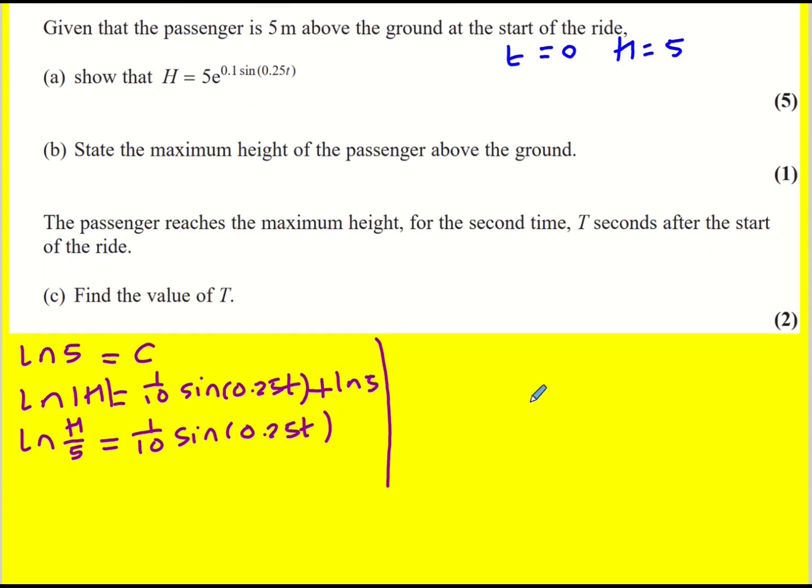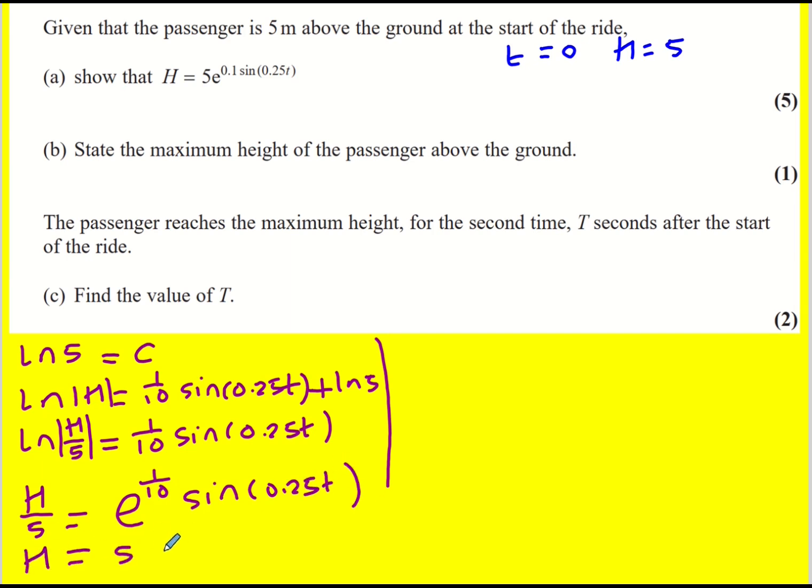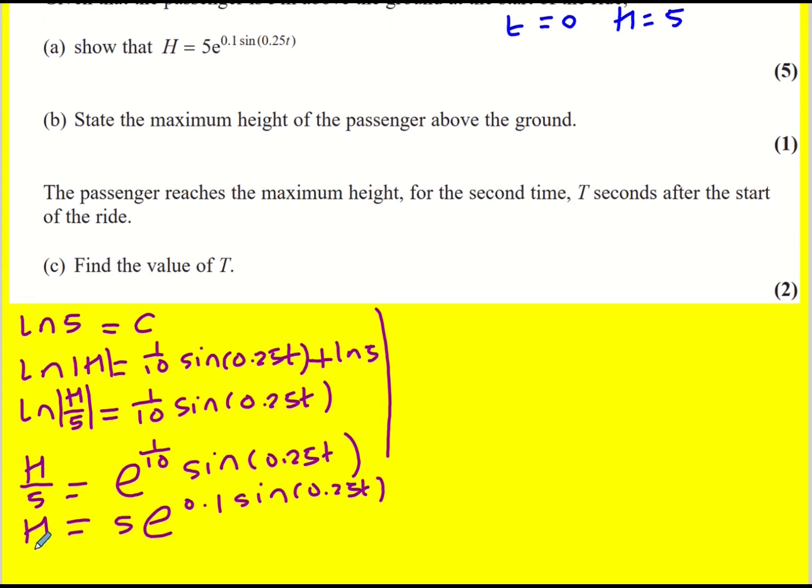Now I'm ready to undo the logs. There's technically still a modulus here. Undo the logs, I can get rid of the modulus now. h over 5 is going to equal e to the 1 over 10 sine 0.25t. h equals 5 e to the 0.1. I'll write that 1 over 10 as 0.1 sine 0.25t, which is exactly what we were required to find.